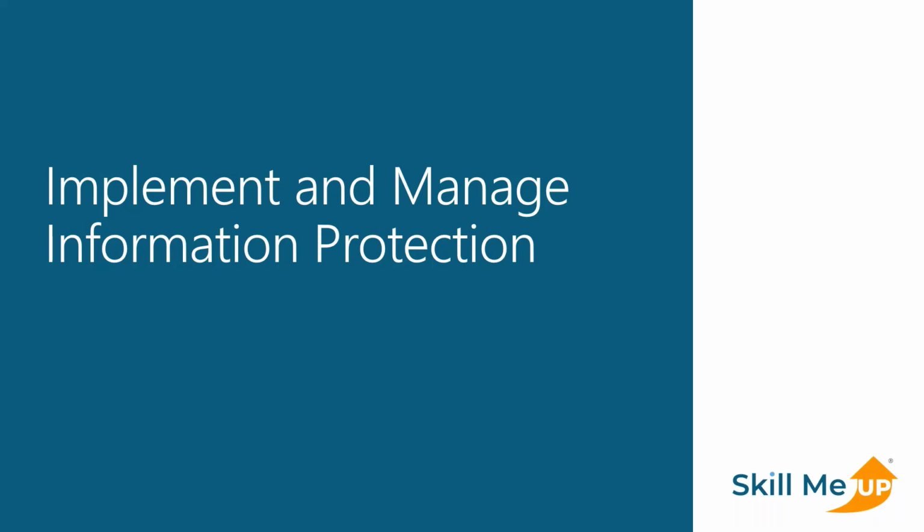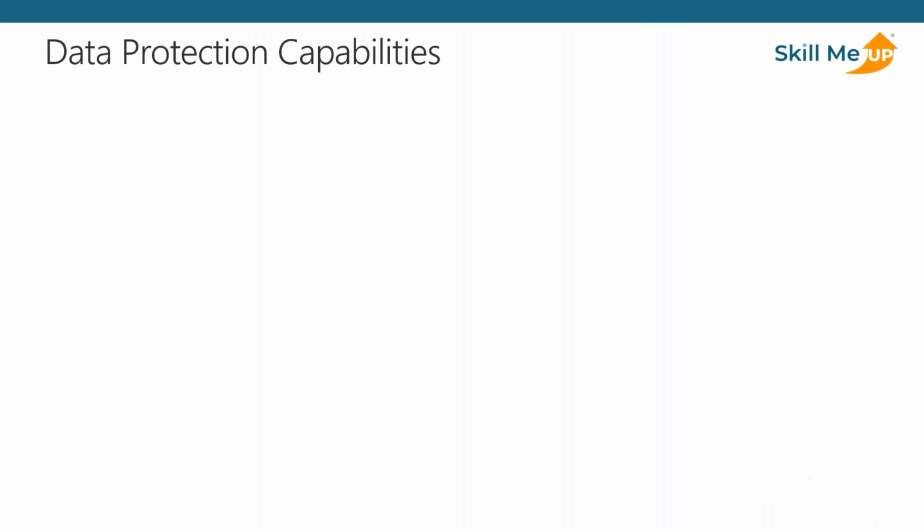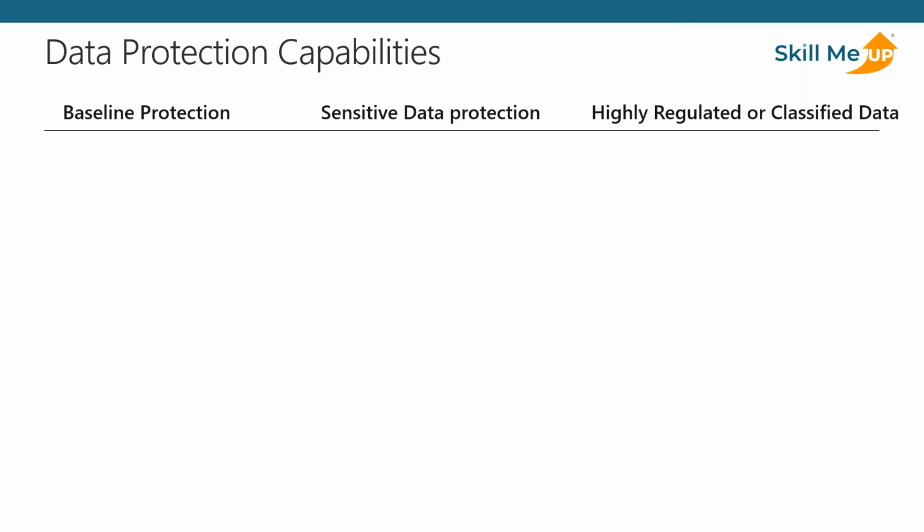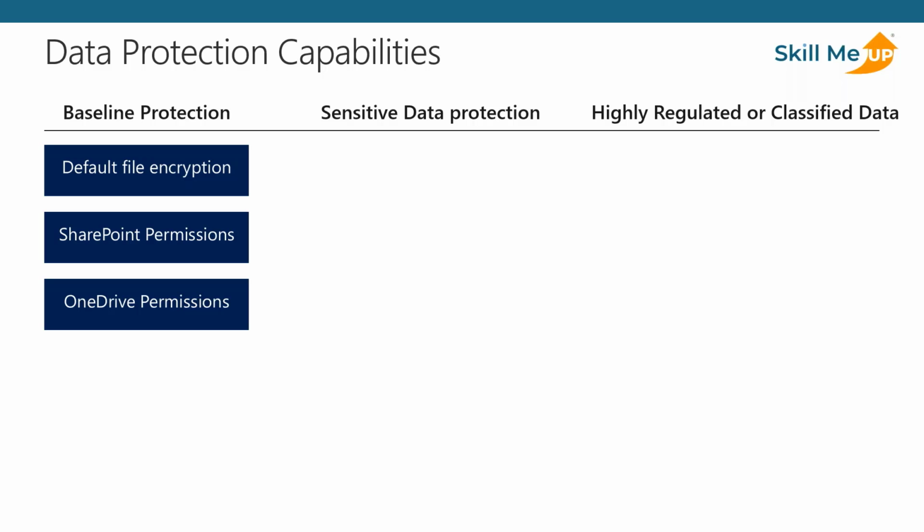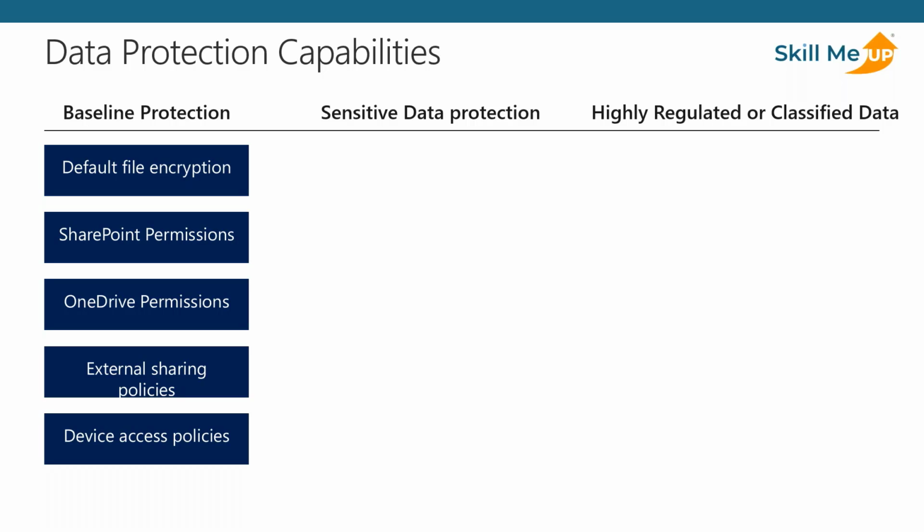Okay, so let's move on to our next skill, which is implement and manage information protection. We've talked about authentication, device management, conditional access, multi-factor, basically everything to get us to the door. And now we're going to talk about the data itself. What are the data protection capabilities that are available? Well, for each of the 3 protection tiers, there are specific controls that can be utilized to protect the data. For example, here we've got default file encryption, SharePoint permissions, external sharing policies, and device access policies.